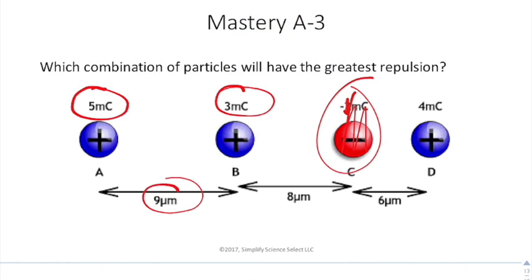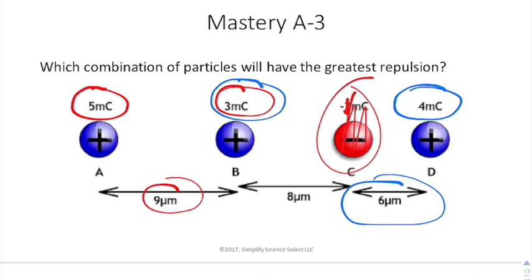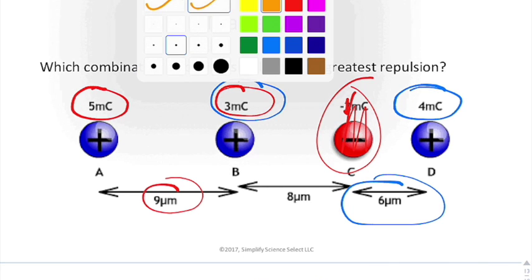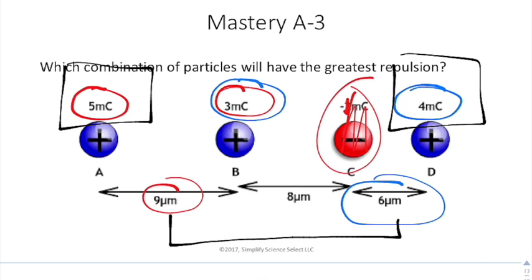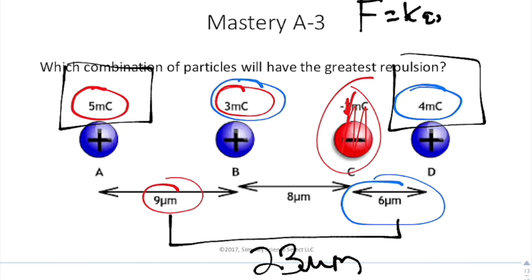Then, changing colors, there's a 3 and a 4 that are separated by 6. And finally, let's make the color real different, you have a 5 and a 4 that are separated by this total distance right here, which is 23 micrometers. So which of these is going to give us the greatest repulsion? It's not a simple matter of just adding up the numbers, but you've got to look at the formula. Remember, the formula is F equals K Q1 Q2 divided by D squared. The fact that the distance is squared means that distance is going to have much more of an impact than the charge terms.